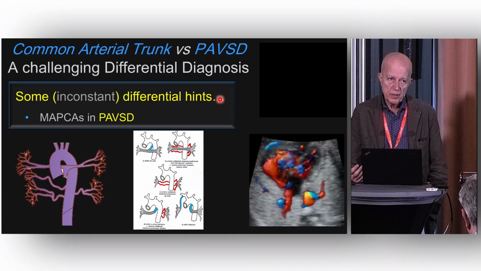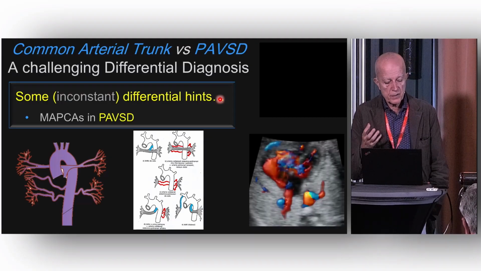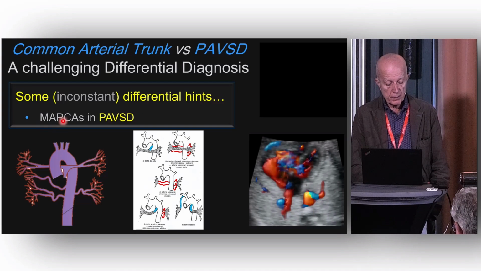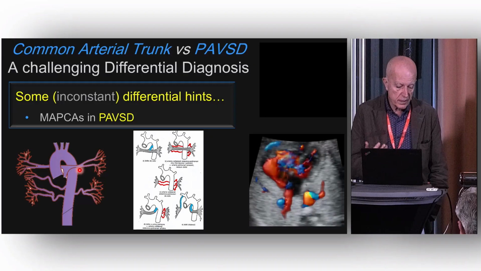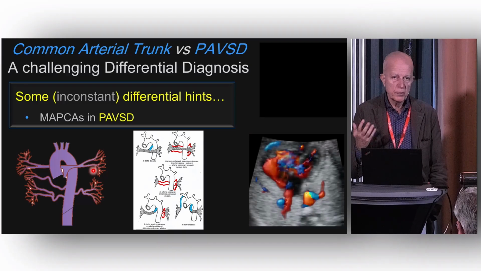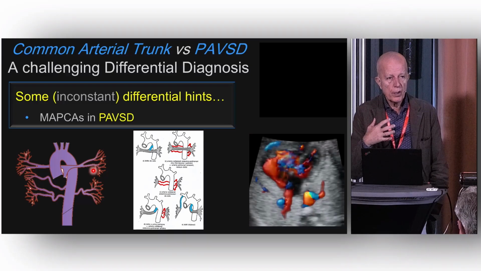Another feature that you may find also in PAVSD, which tells you the diagnosis, is the association with so-called MAPCAs, which stands for main aortopulmonary collateral arteries. And you see from these drawings that I put here, we don't have time to expand into this, but you may have several of these, together with the normal pulmonary circulation, meaning the two confluent branches from the ductus, or not.